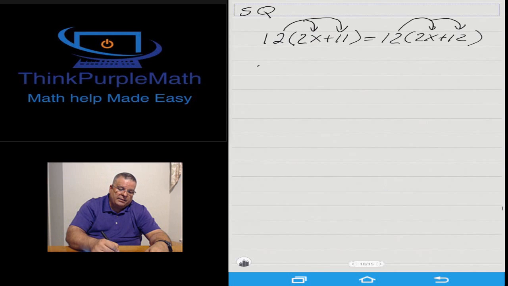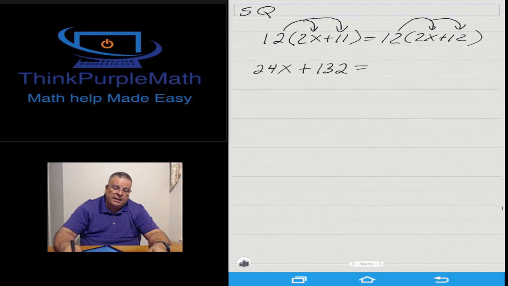12 times 2x is 24x. 12 times 11 is 132. Now we'll move over to the right hand side. 12 times 2x is 24x again. And 12 times 12 is 144.